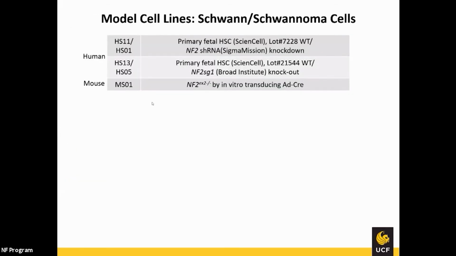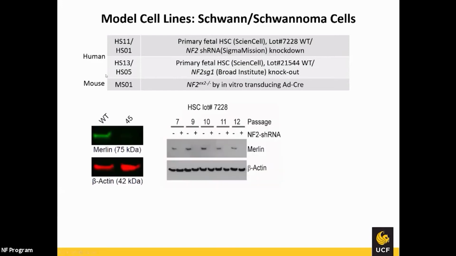Our lab has created several pairs of human isogenic Merlin-deficient and wild-type Schwann cell lines used in the studies I will present. Primary human Schwann cells are purchased from ScienCell and are made Merlin-deficient by NF2 shRNA knockdown or CRISPR knockout. We also use a mouse Merlin-deficient Schwann cell line created by us from Schwann cells isolated from nerves from the NF2 exon 2 floxed mouse, transduced in vitro with AdCre virus at passage 2. All 5 lines were used in the screen, and the HSO1 and MSO1 lines were used for phenotypic studies.